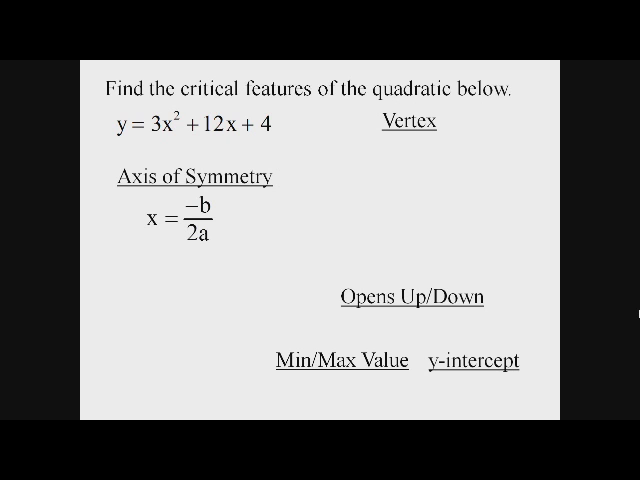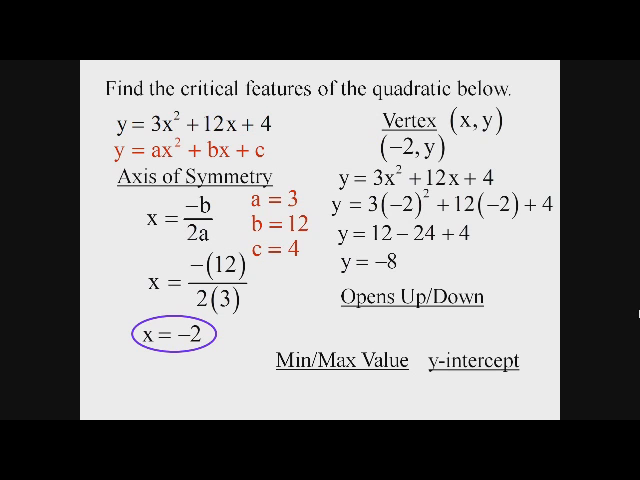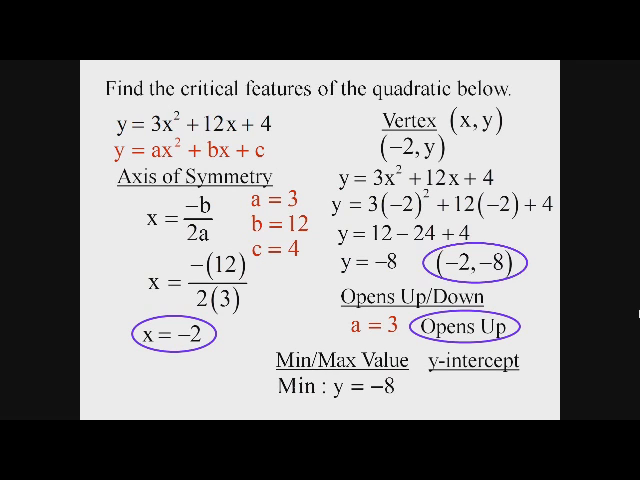Okay, axis of symmetry. You should have got x equals negative 2. Vertex comes out to be (-2, -8). Since a is a positive 3, this opens up. Because it opens up, it has a minimum value, and that minimum value is y equals negative 8, the y-coordinate of the vertex. The constant is 4, so that means your y-intercept is (0, 4).